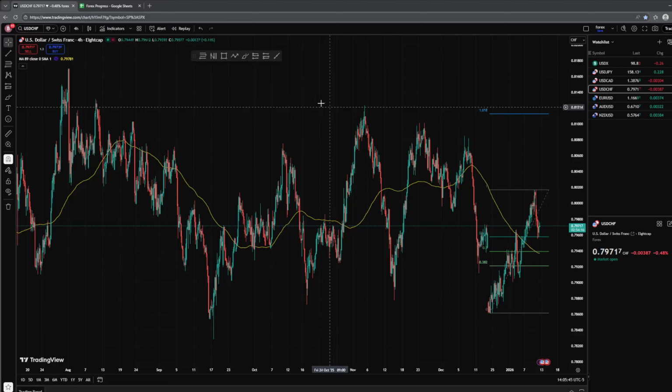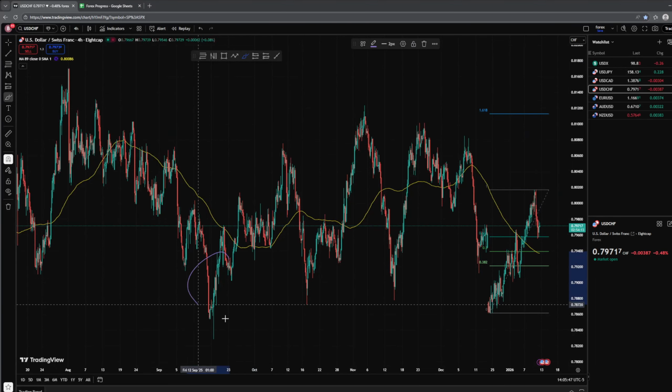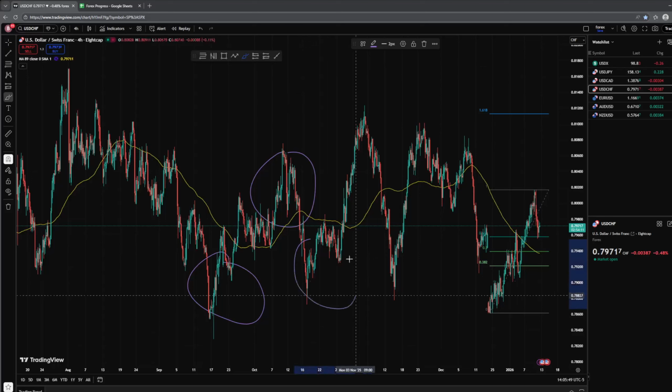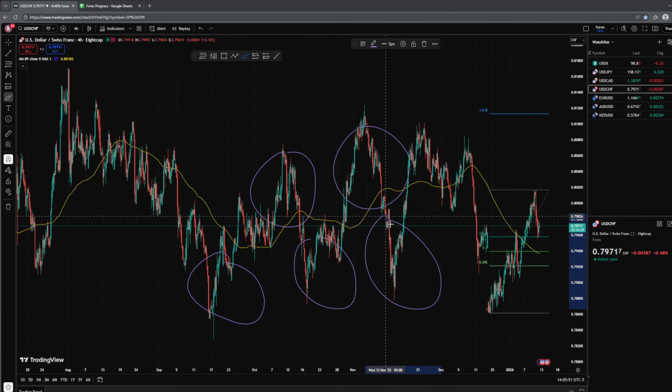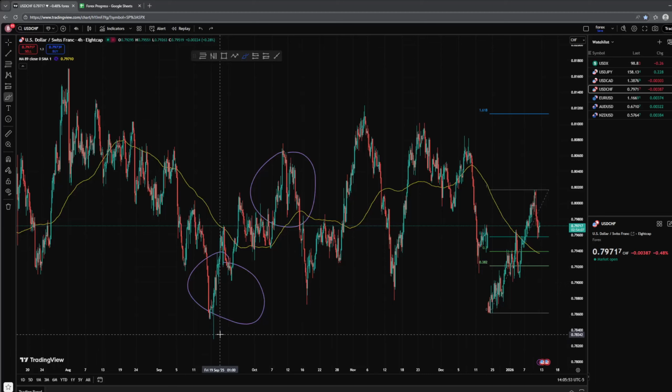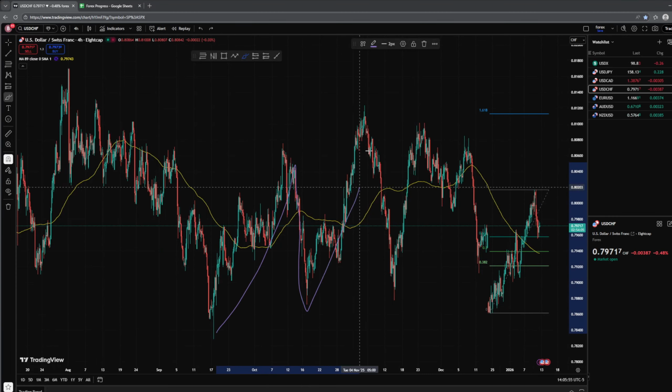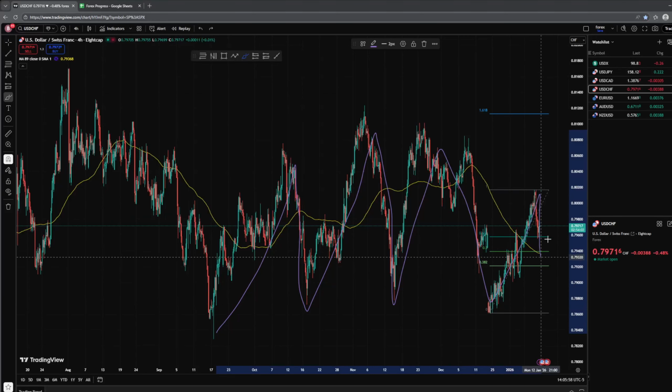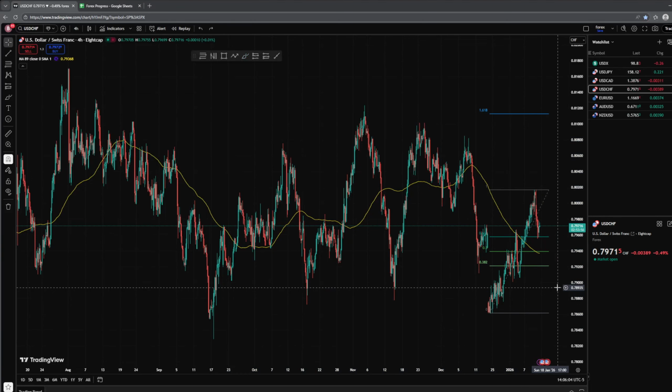Okay, USD Swiss franc. Here the market is oscillating up and down, back and forth across the yellow moving average line, right? So in other words, the market is demonstrating sideways action, which means there is no trend. If there is no trend, there will be no trade.